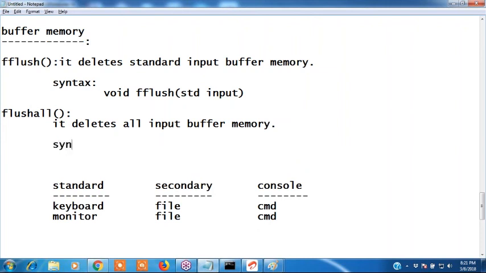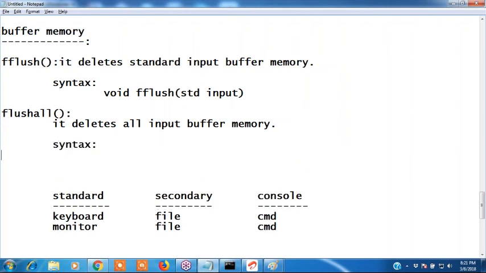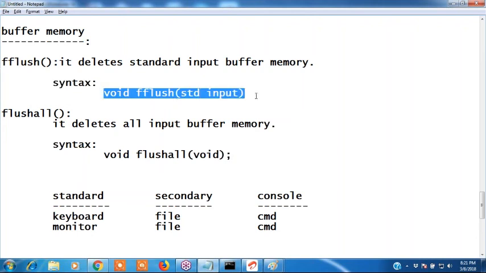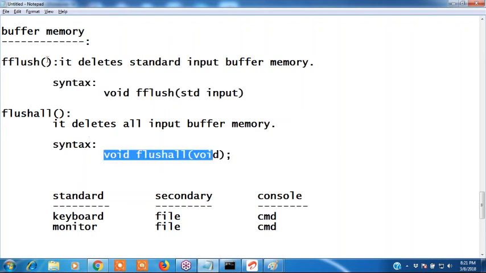What is the syntax? See this: void flushall. Void means no parameter is required. We discussed void fflush and void flushall. Clear this? You understood, right?